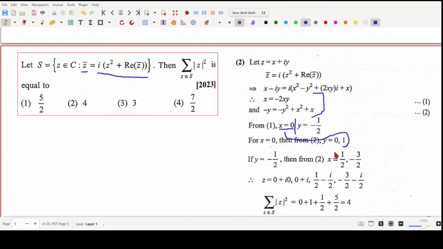From the second equations, here we take x equal to 0. Do we take it randomly? No, no, no, no.